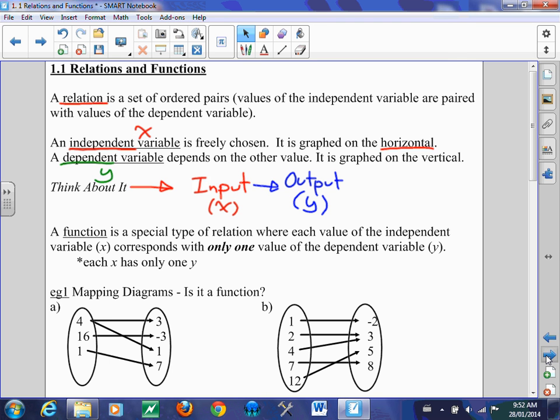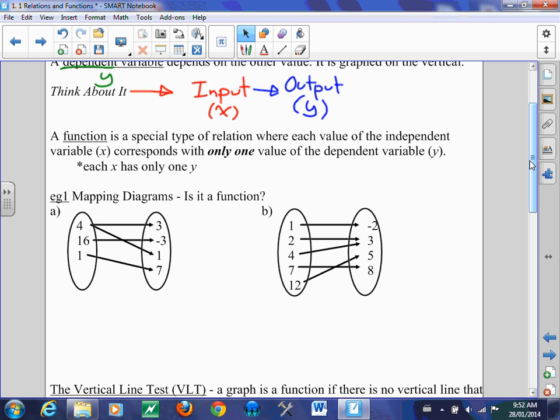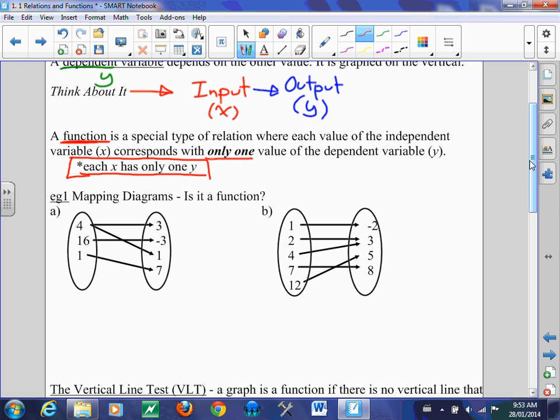Okay, now we're going to change, and most of this unit, or this course, is going to be on functions. So we're going to make a shift from a relation to a function. And how do we know when we've got a function and not just a relation? Here's our definition. A function is a special type of relation where each value of the independent x corresponds with only one value of the y variable. I will accept if you just write down each x has only one y. That's the easier way to do it, ladies and gentlemen. Okay?